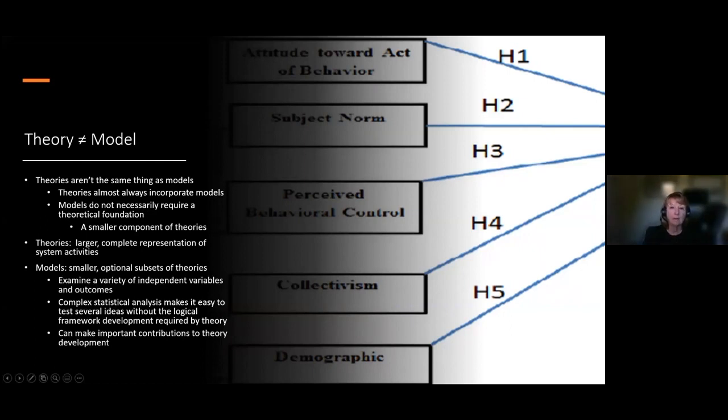So a model is a smaller optional subset of a theory. It says, here are the independent variables that we're looking at. Here are the tests that we're going to perform. You can see there are some boxes here that list the constructs, and there are hypotheses listed there. So it's a good way of portraying what you're going to do in a particular paper and how it reflects the theory. But by itself, it's not a theory. Models are certainly important in theory development.